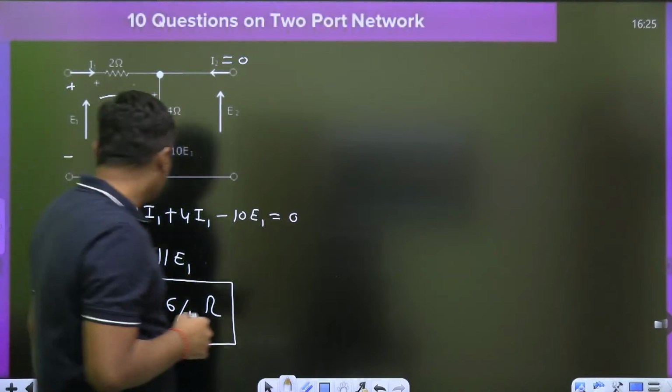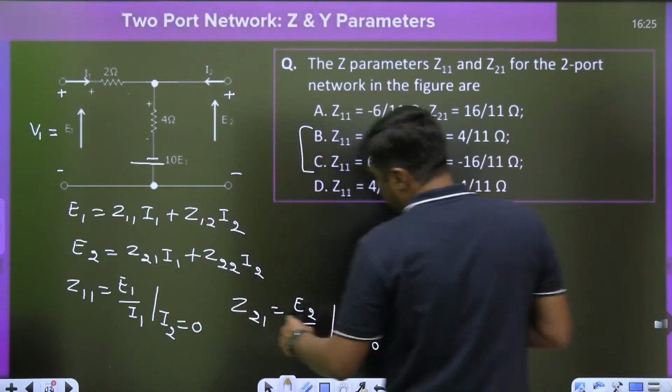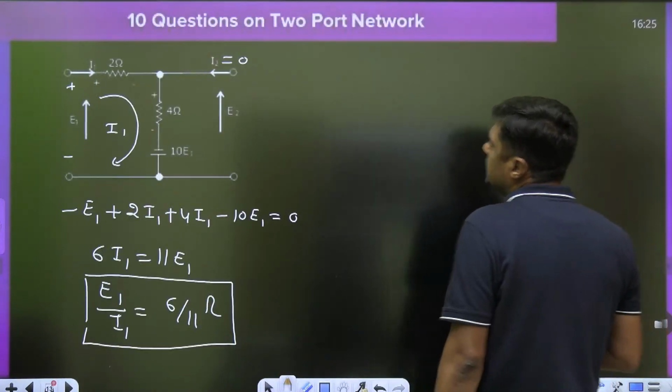Now what is Z21? Always remember, what is Z21? E2 by I1. So where is E2? Here is E2.